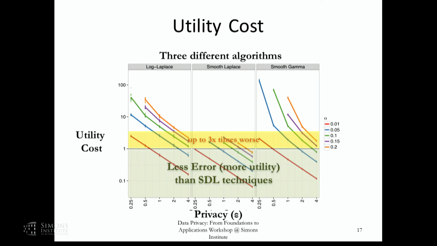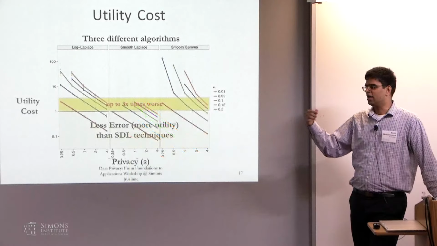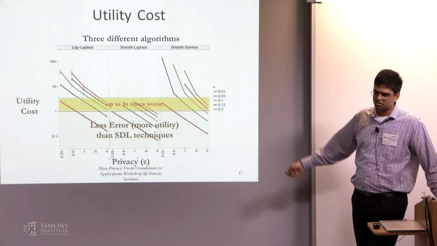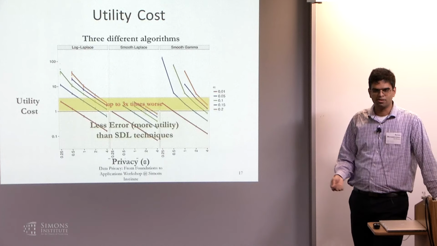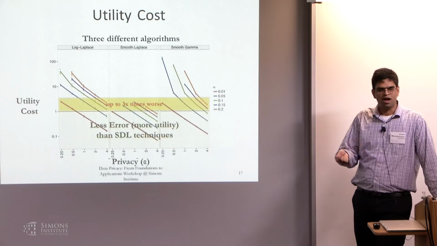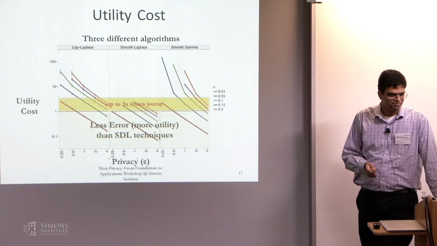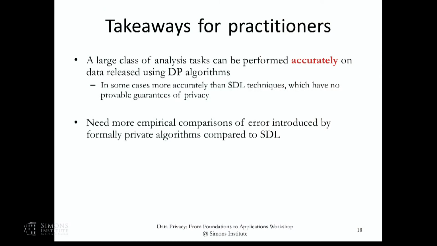It basically says that there are cases where you can actually do as well as SDL techniques. It's not like differential privacy or formal privacy technology will lead to a loss in accuracy compared to SDL. And this is something that has to sink in. We should do more of these experiments. We should show more of these comparisons, because I think for a large number of tasks, our differential privacy techniques do very well. Okay?